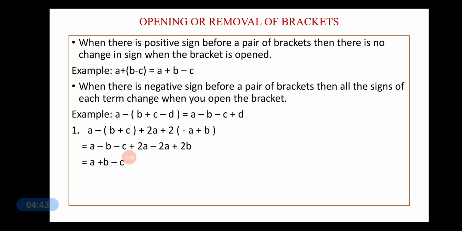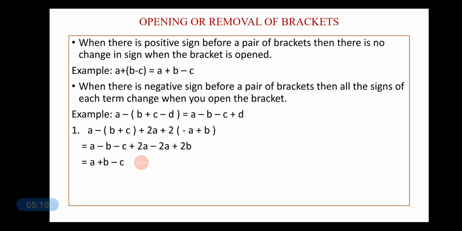See this example which is given over here. Here it is given as A minus, within simple brackets you have B plus C plus 2A plus 2, which is multiplied to, within the brackets you have minus A plus B. Now when you open the bracket, A minus into B will give you minus B. Minus into plus C will give you minus C.